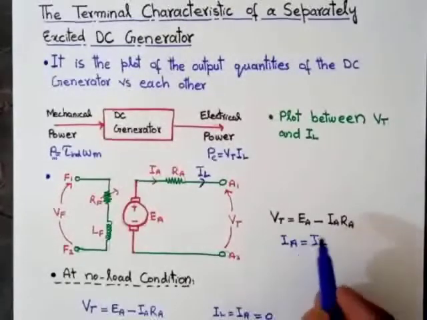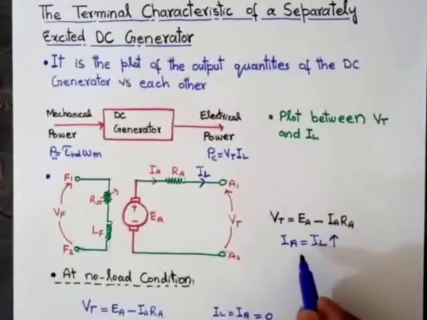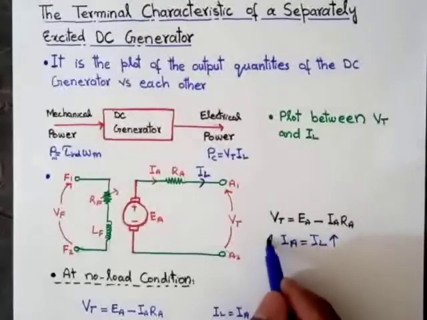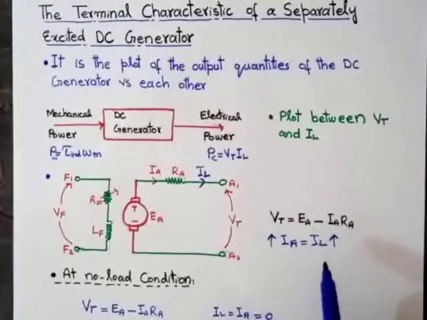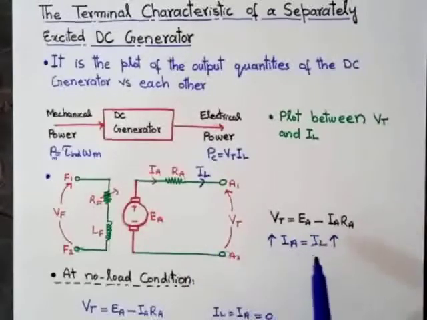When we connect the load, then the line current will increase. When the line current will increase, then the armature current will increase as well, because in case of series circuit, the armature current will be equal to line current. When we increase the load gradually, then the line current and armature current will increase gradually.